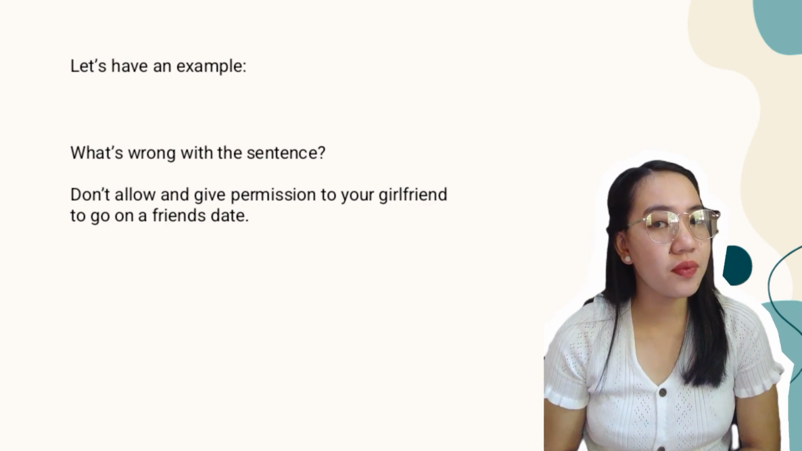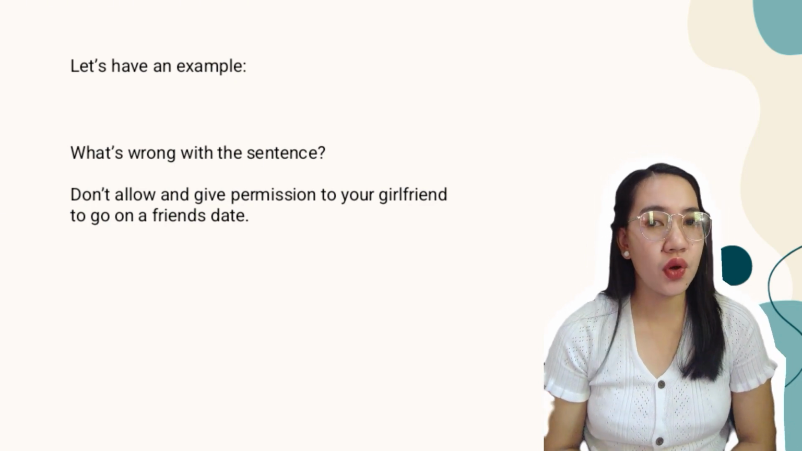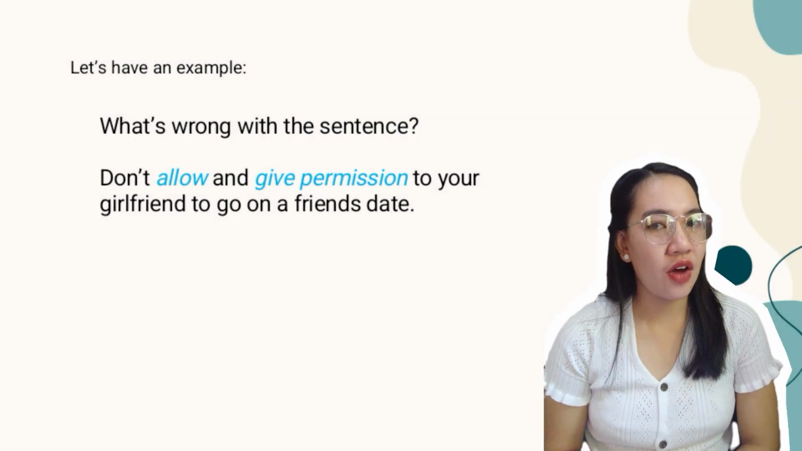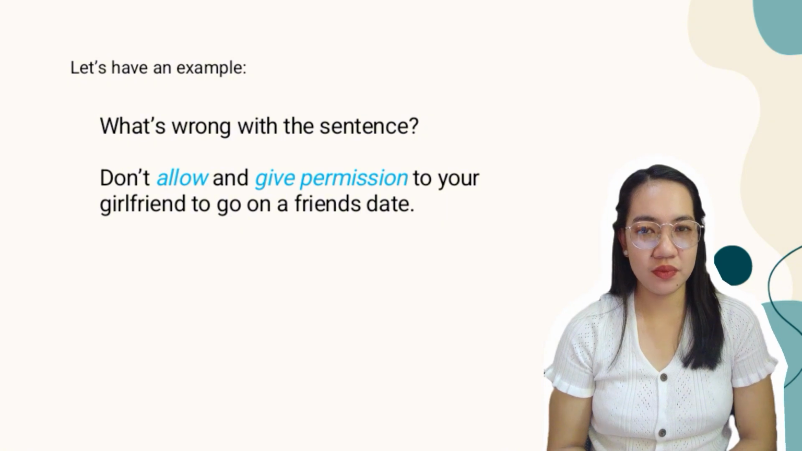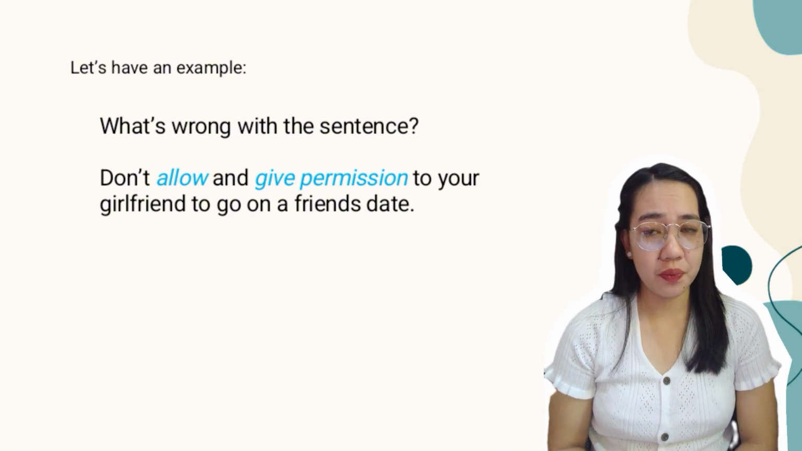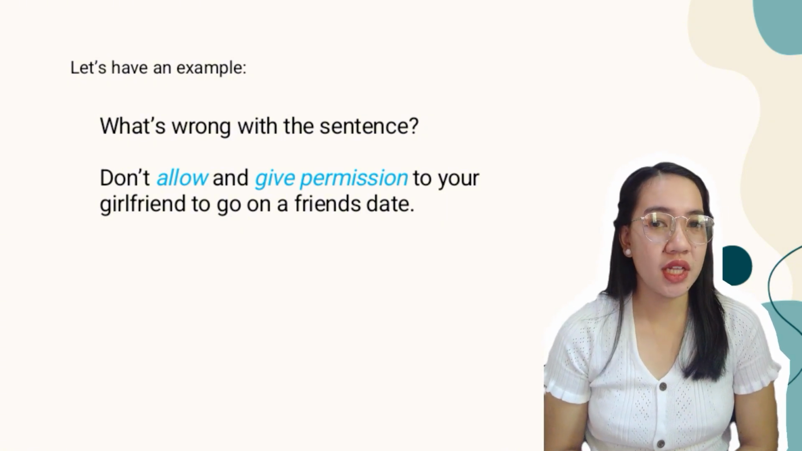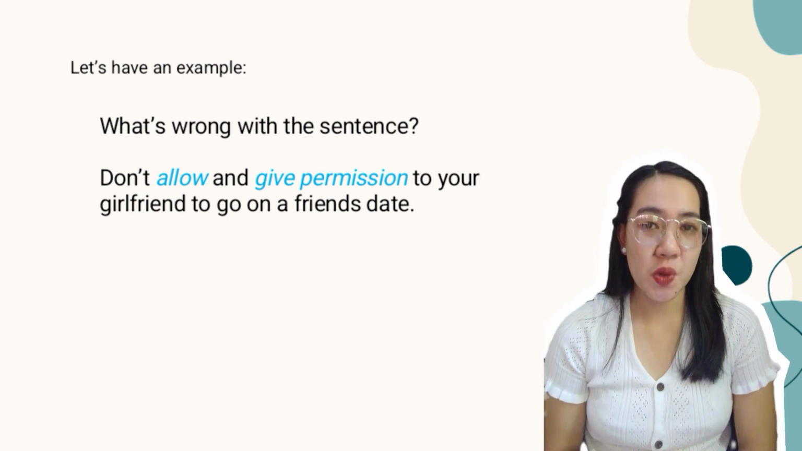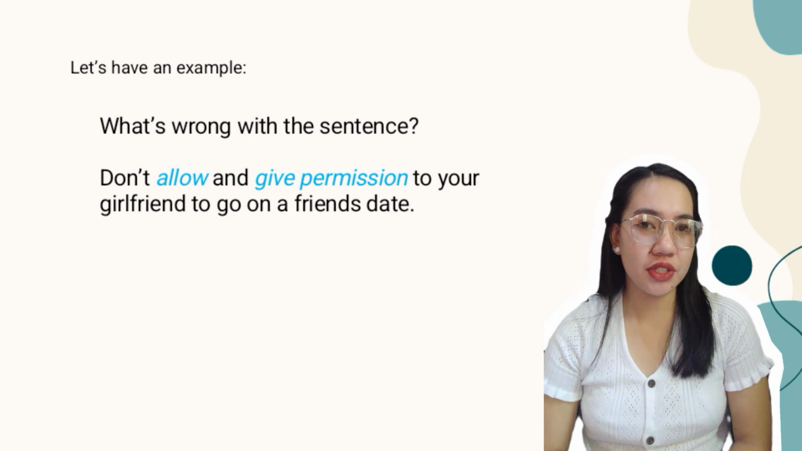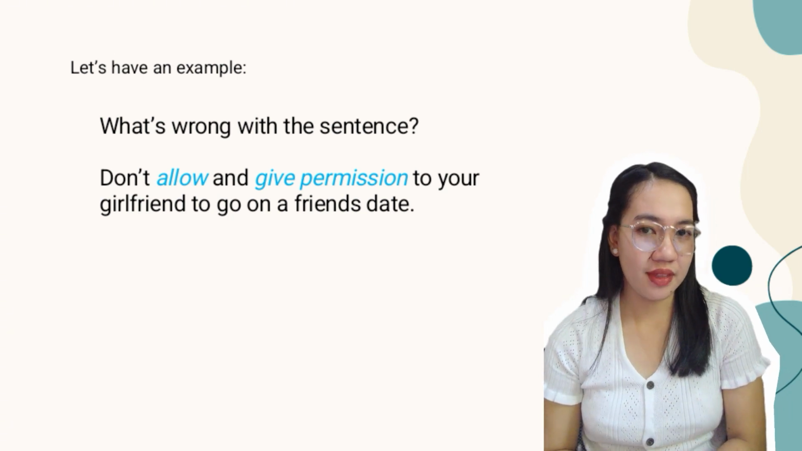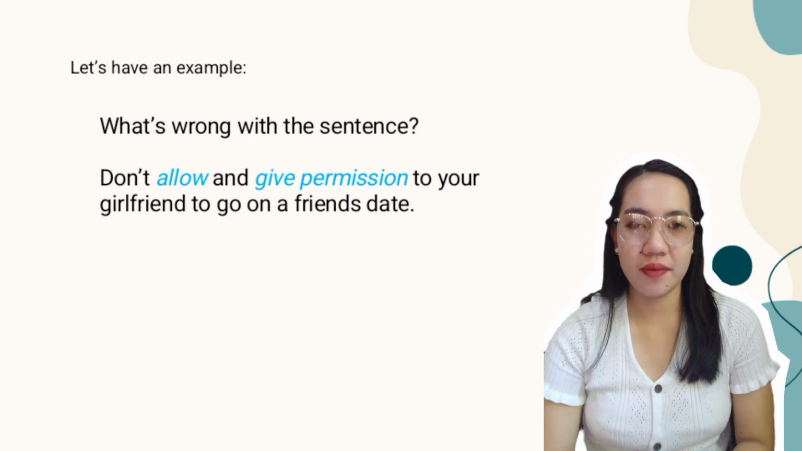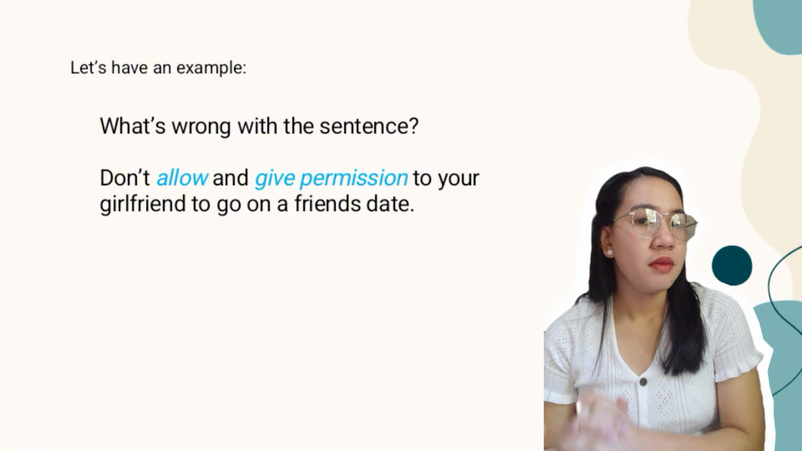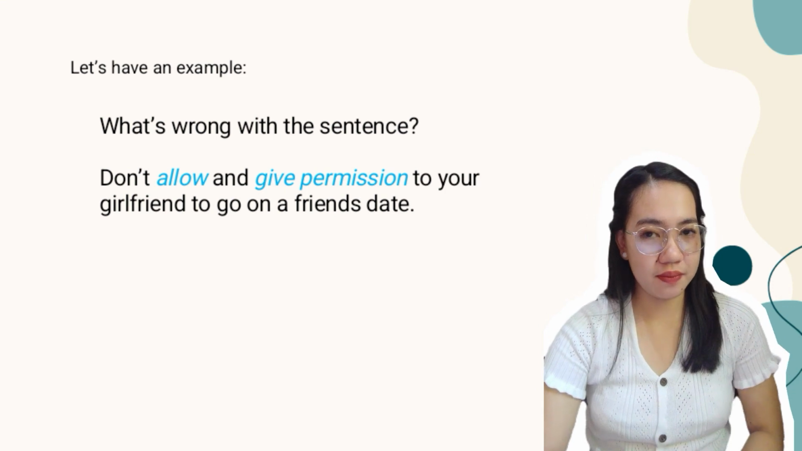Don't allow and give permission to your girlfriend to go on a friend's date. It says, don't allow and give permission. What do we mean by allow? When we say the word allow, we mean to give permission, right? So, allow and give permission mean the same thing. Basically, they are equivalent. When you allow someone to do something, meaning you are giving permission.